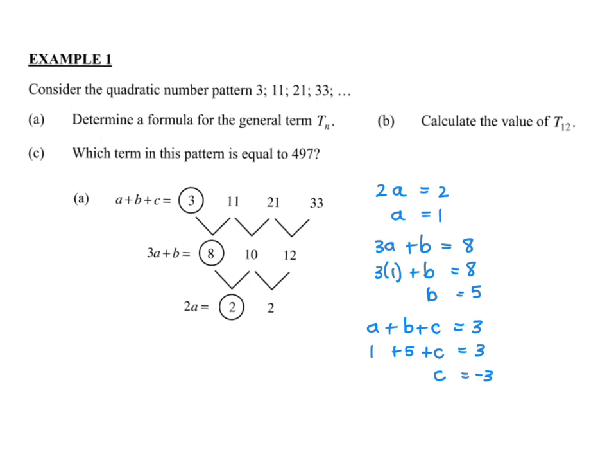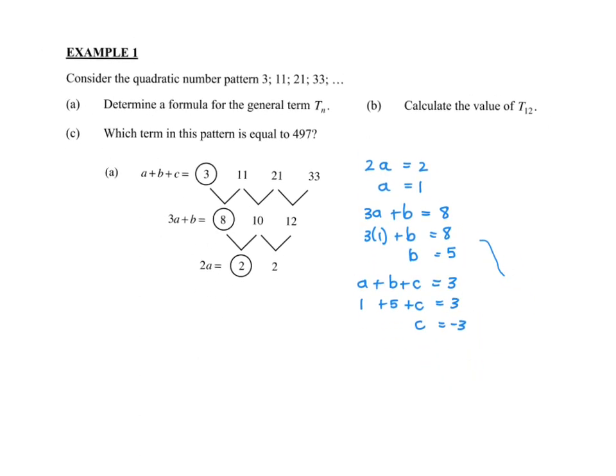The nth term is therefore Tn is equal to an squared, so it's 1n squared, plus bn, 5n, plus c, in this case, minus 3. So that is the general term of this quadratic number pattern. Now it's easy to determine the term number 12. So if we look at question B, determine the value of T12.